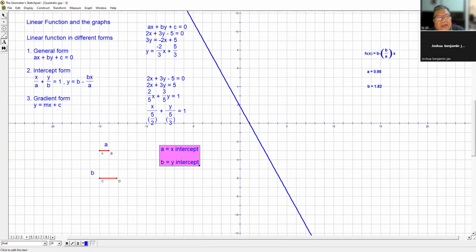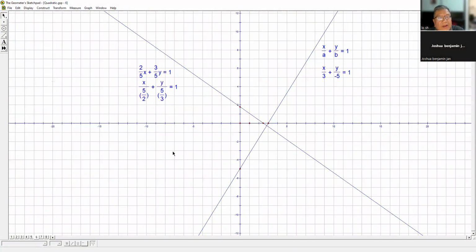How to draw this line? If you want to draw the line, you plot the point on the x-axis, plot the point on the y-axis, then join. That's all. So to draw this line here, you plot the point on the x-axis here, then you plot the point on the y-axis, negative 5 here. Then you join up these two points, and you get the straight line.